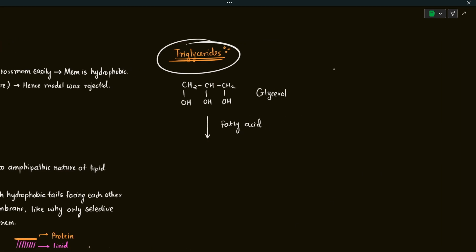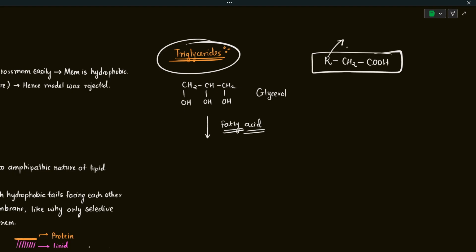How does the fatty acid molecule look like? It's an acid, so it should have an acid functional group. Acetic acid has a COOH group, right? So this acidic group, the carboxylic acid group, should be there. And a fatty acid means a long hydrocarbon chain should be there. We are representing the hydrocarbon chain by R, which is paired with CH2 and that has a carboxylic group. So this is the structure of a fatty acid.